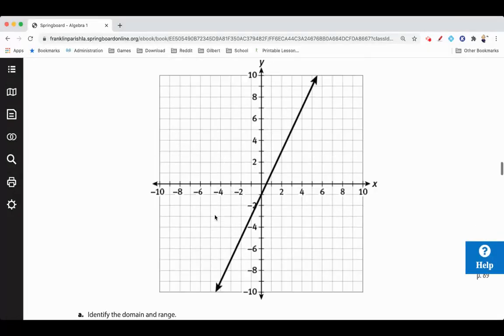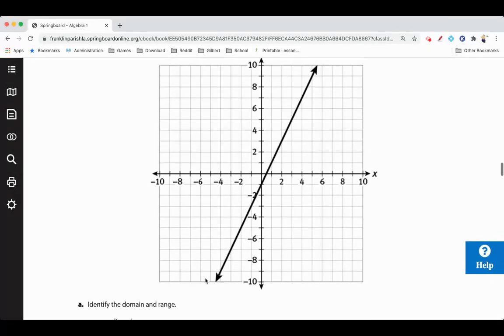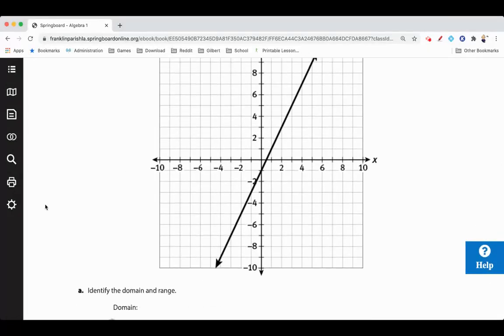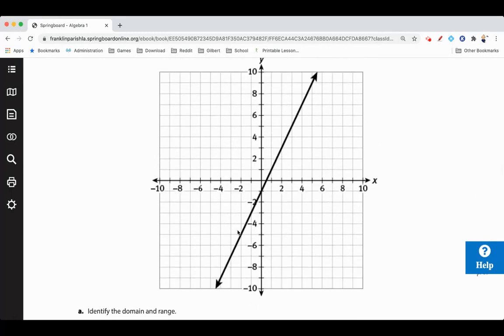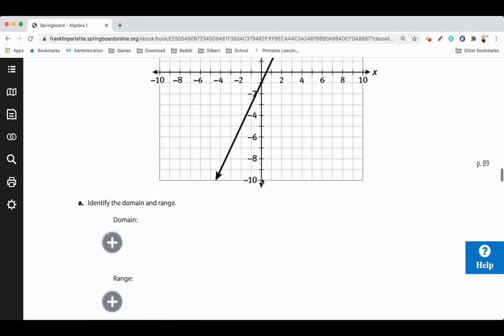Okay, number 2, very similar. Domain: it goes on forever left, it goes on forever right. All real numbers, from negative infinity to infinity, however you want to say it. Range, very similar. It goes down forever, it goes up forever, from negative infinity to infinity. All real numbers, however you want to say it.